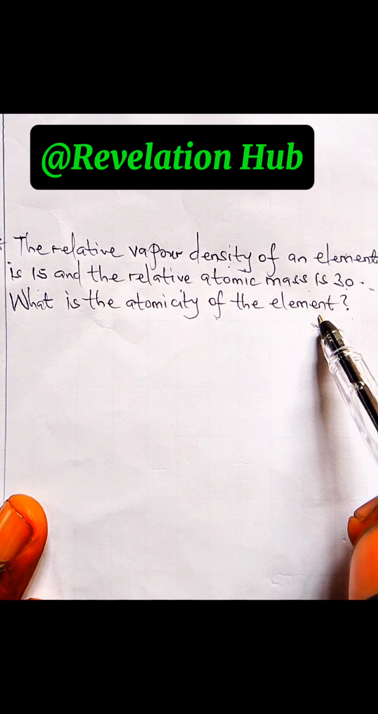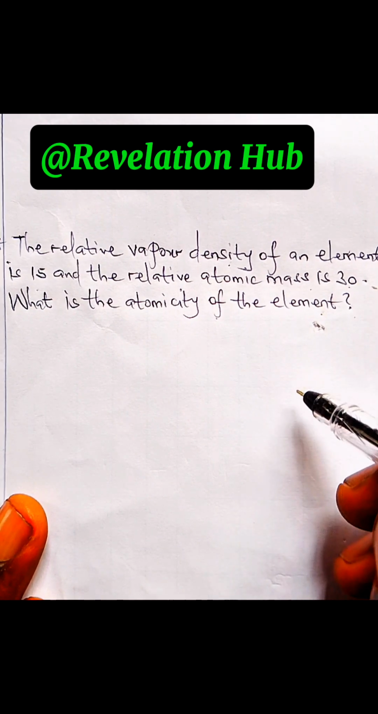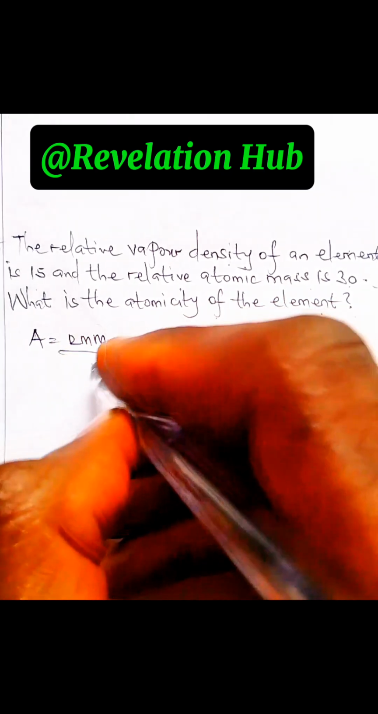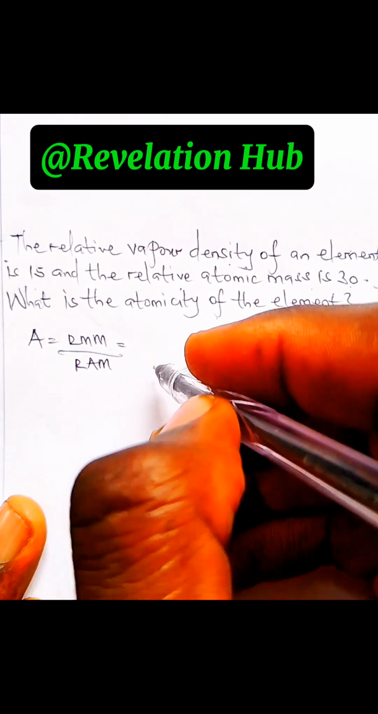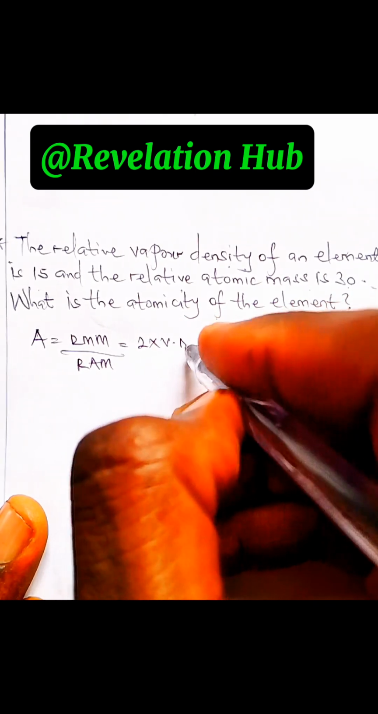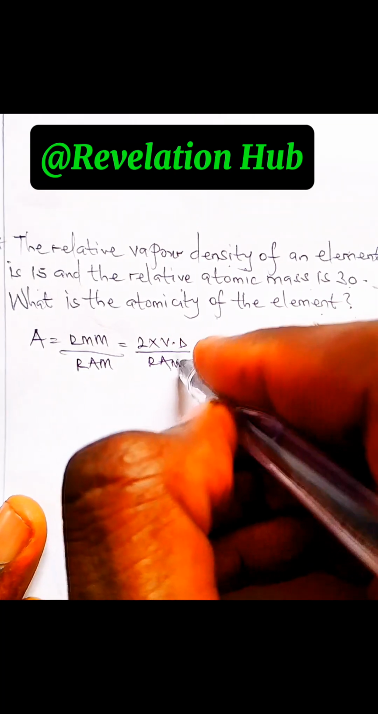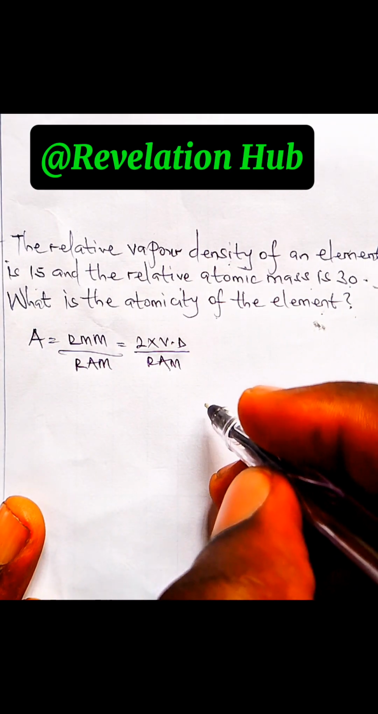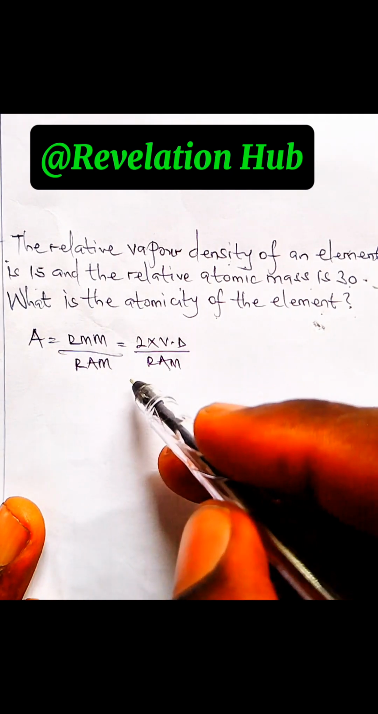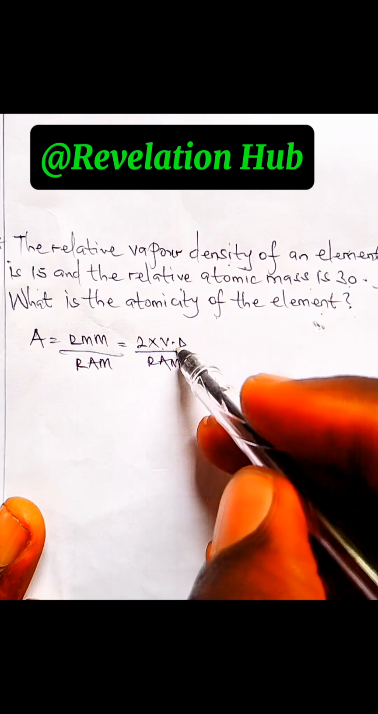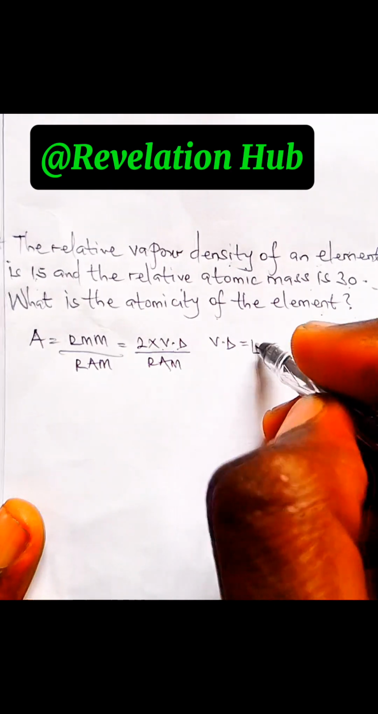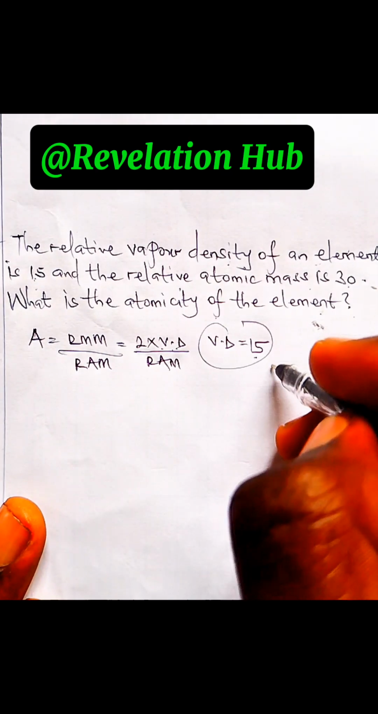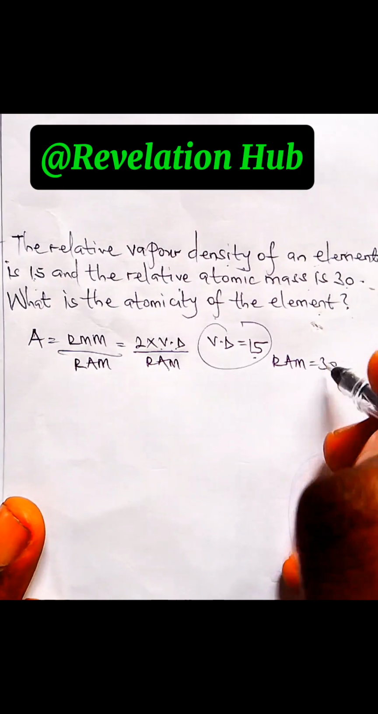Now this is also very simple. We all know the formula. The formula is atomicity equals relative molecular mass over relative atomic mass. Now, relative molecular mass is what? Relative molecular mass is 2 times vapor density. It means provided we are not given the relative molecular mass, we can also solve if we are given the vapor density. So this time around, we are given the vapor density to be 15. And also the relative atomic mass is given already, which is 30.